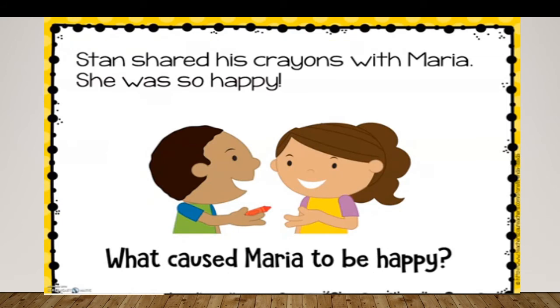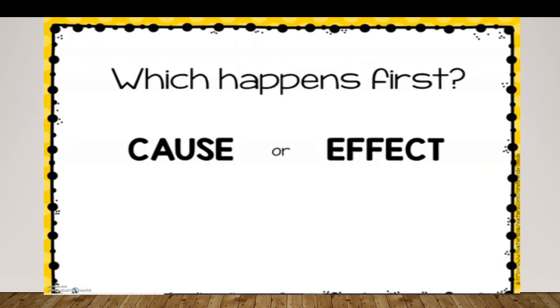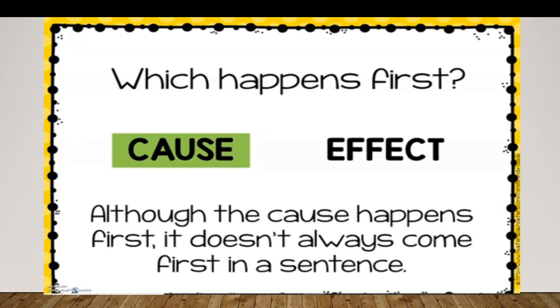Stan shared his crayons with Maria. She was so happy. What caused Maria to be happy? So, why was she happy? Because Stan shared his crayons with her. That's cause. Which happens first? Cause or effect? Cause. What happens after cause? Effect. So what happens first? Cause. And after, effect.